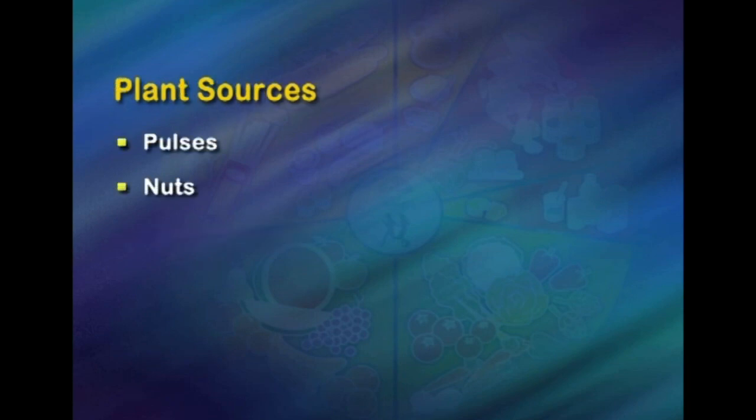Now, what are the sources of proteins? We get proteins from both animal and plant sources. Animal sources like milk and meat products, plant sources like pulses, nuts, cereals, etc.